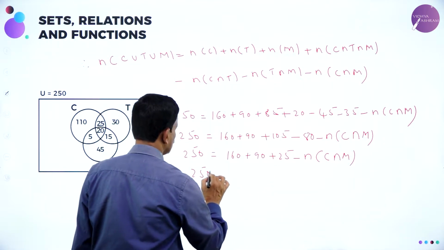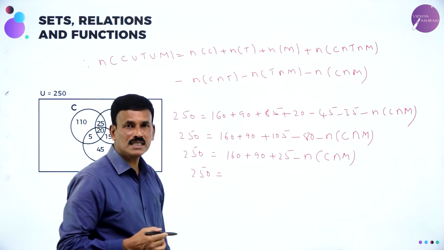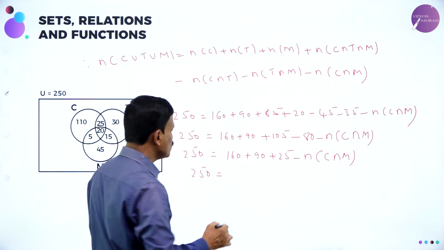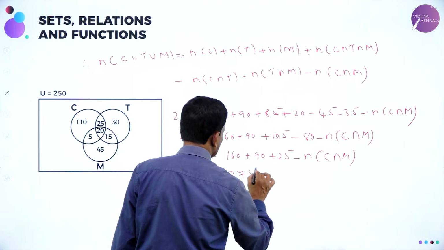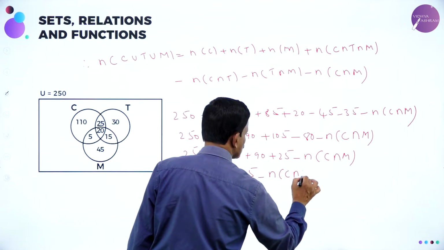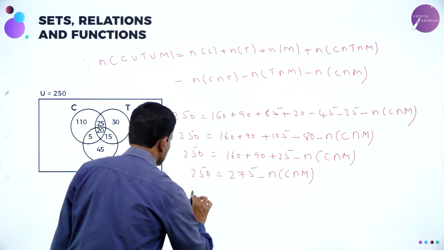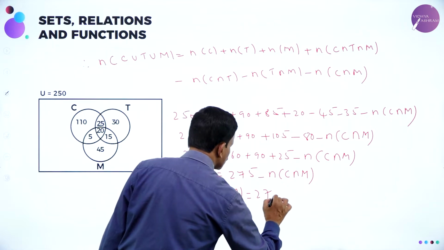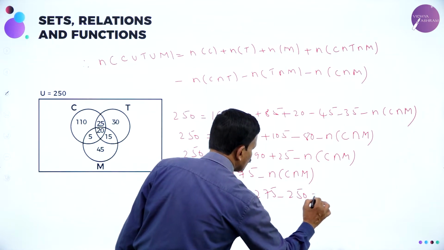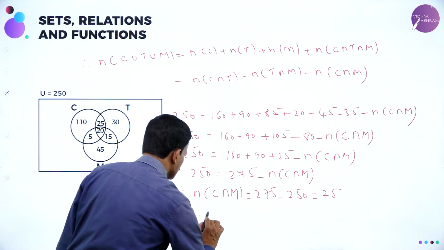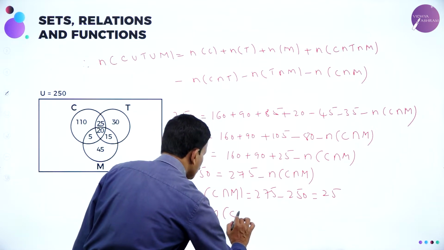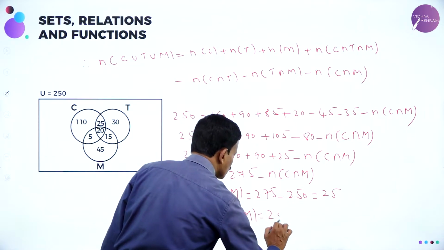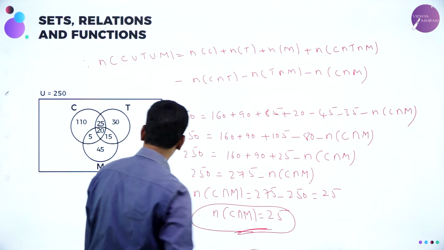So 250 is equal to 160 plus 90. 160 plus 90 is equal to 250. 250 plus 25 is 275. 275 minus N of C intersection M. So therefore, N of C intersection M is equal to 275 minus 250, that's equal to 25. So therefore, the number of people who will take both coffee and milk is 25.